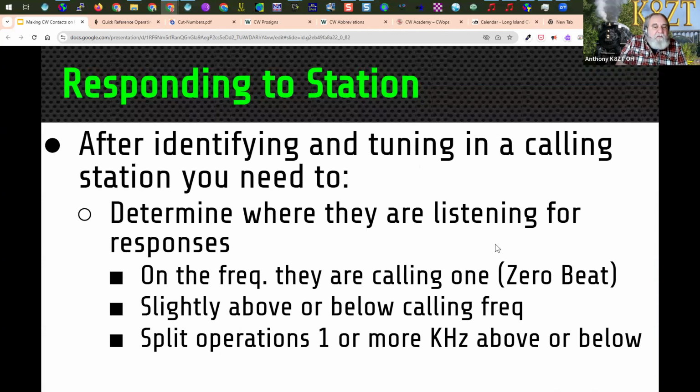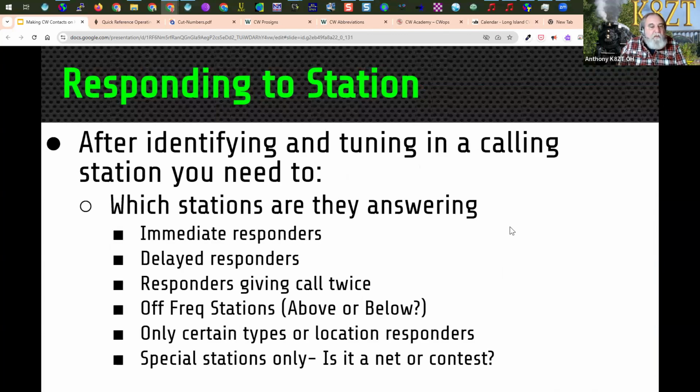So we've now found a station, we've tuned them in, and we need to figure out where we're going to respond. I already talked about zero beating or calling slightly above or below, or if they're operating split, making sure you're in the range that they've requested. The next thing you need to figure out, just like you do on phone, is what's the station's preference? Who are they working? Because you want to imitate the stations that are being successful. So if he's only taking the people that call the fastest, make sure you call as fast as possible.